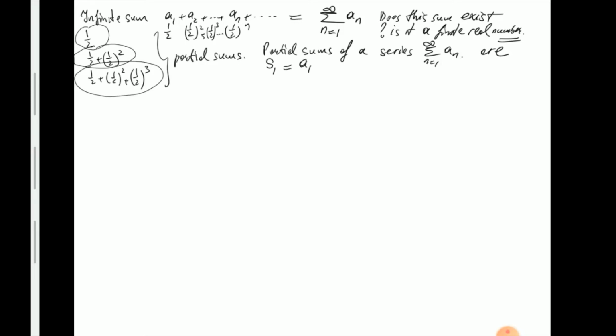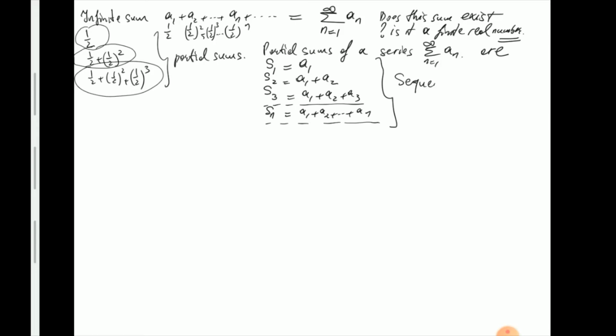So they form a sequence in themselves, right? So the first partial sum is the first term. The second partial sum will be the first two terms added together. The third partial sum is A1 plus A2 plus A3, and so on. The nth partial sum is just the sum of the first n terms, and you keep on going. So each series has attached to it the so-called sequence of partial sums.